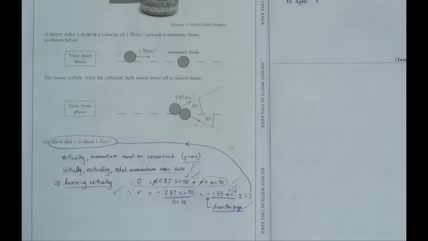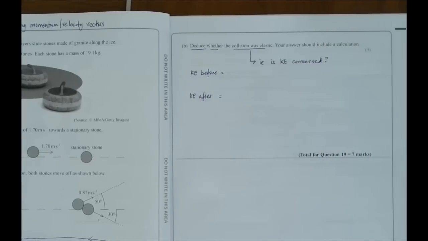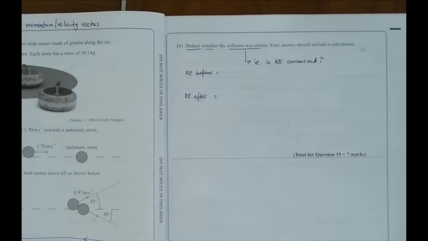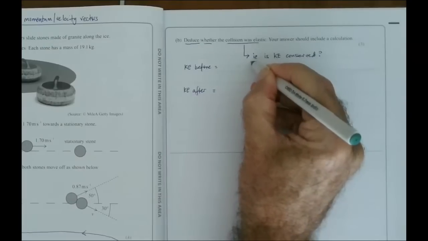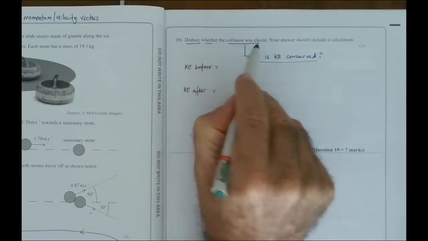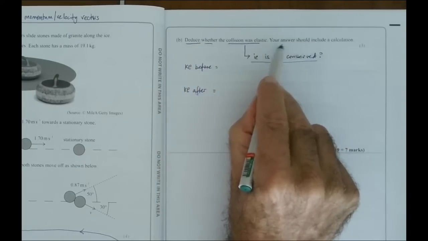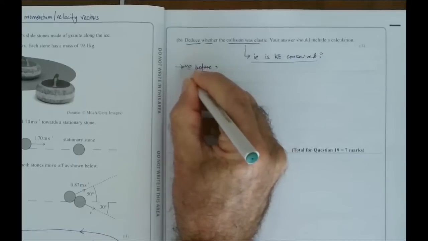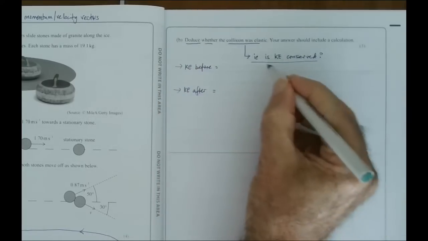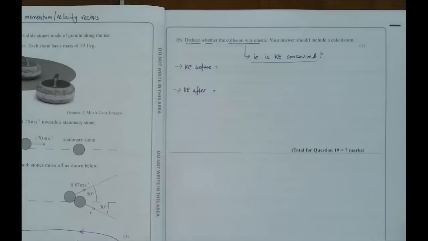And then going into the next part of the question, they now want to test you, and these are often combined together. Once you've done conservation of momentum, they want you to think about whether the collision is elastic or not. Do you know what elastic collision means? So this question is asking you, deduce whether the collision was elastic. Show your answers. Your answers should include a calculation. So you've got to work out the kinetic energy before and the kinetic energy after. And then you'll see if they're the same. If they're not the same, then the collision is not elastic.